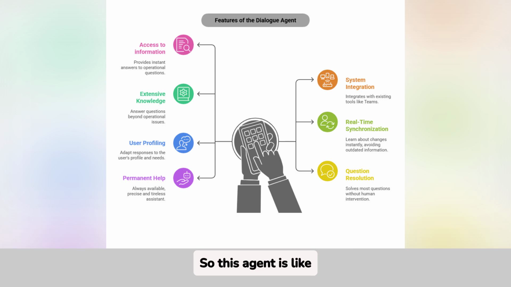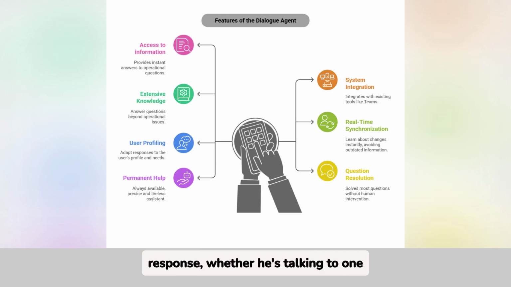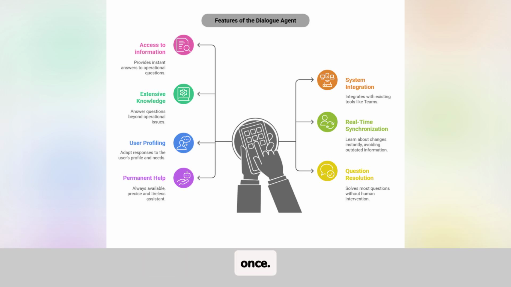So this agent is like having a permanent internal help center that responds in seconds, is always available, and never makes mistakes. Right? Exactly. And the best part, it doesn't get tired, it doesn't get stressed, it doesn't forget anything, and it always gives the same quality of response, whether it's talking to one person or 100 at once.